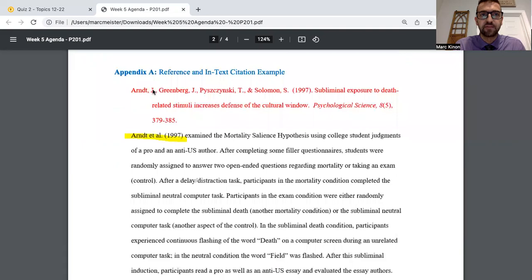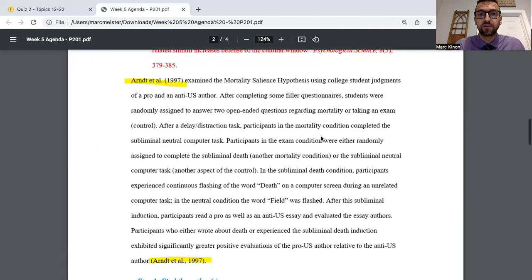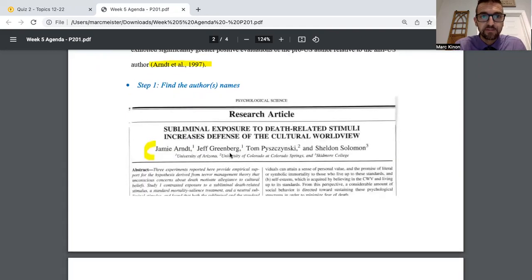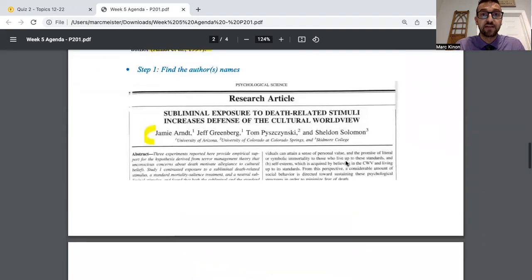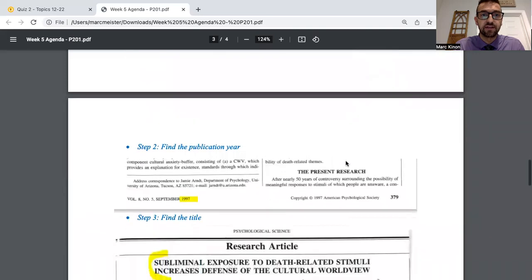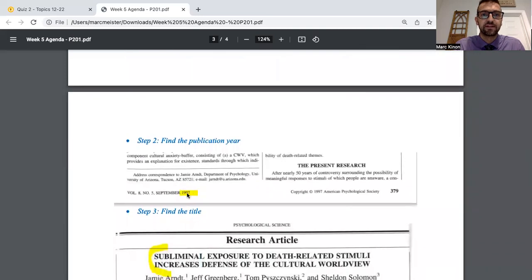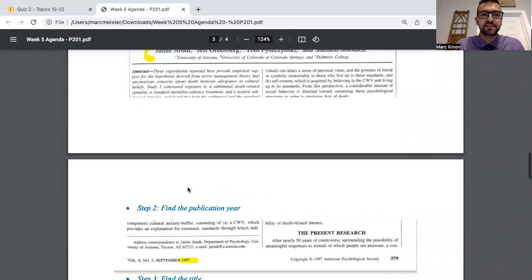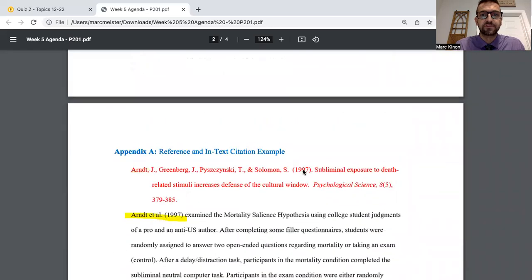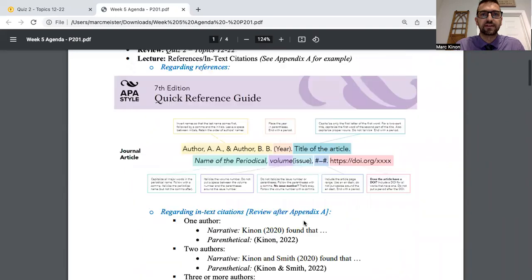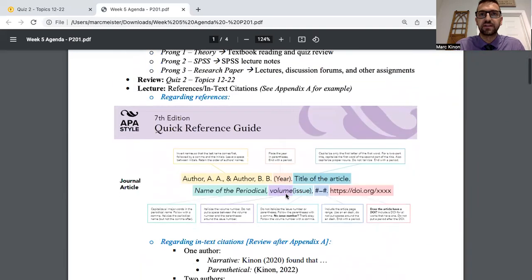Okay, last name, comma, first initial. None of them have a middle name. Last name, comma, first initial, comma, last name, comma, first initial, comma, ampersand, last name, comma, first name, period. Okay, where's the year? In the research article, the names are usually at the top. The year usually is, or it can be, at the bottom. So in the article, I found it at the bottom, and it says 1997. So there's your 1997. And again, this correlates with what I taught you up here.